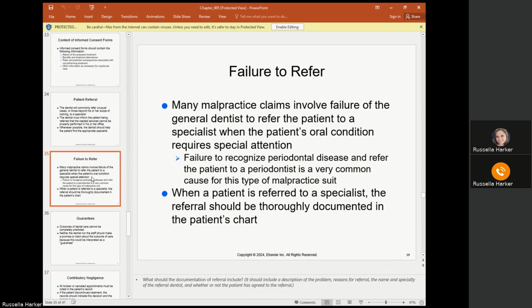With failure to refer, a lot of malpractice claims involve the failure of a general dentist to refer the patient to a specialist when it needs attention. A lot of times you'll see that with periodontal disease, the failure to recognize periodontal disease and refer the patient to a periodontist is a very common cause for this type of lawsuit. So we need to make sure that we're following the standard of care, taking the x-rays and doing the periodontal screenings. When a patient is referred to a specialist, the referral should be thoroughly documented in the patient's chart.